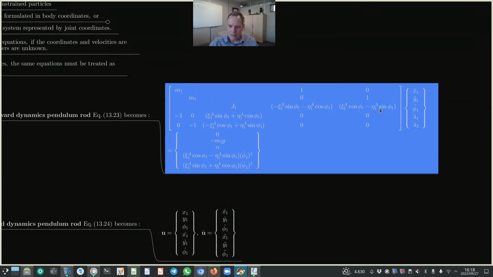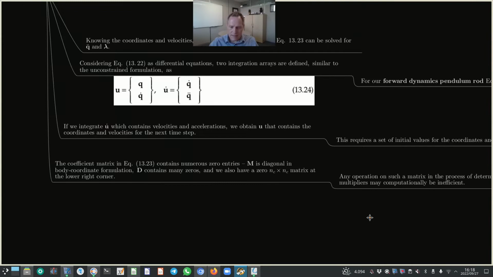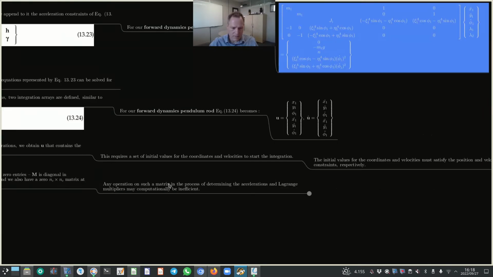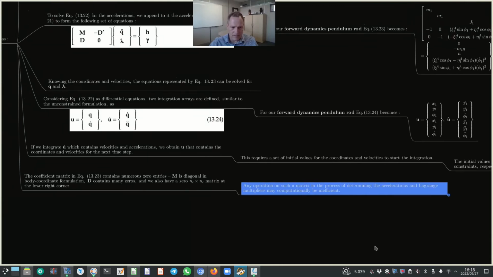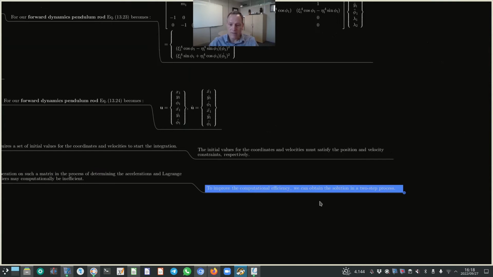Our Jacobian matrix transpose contains zeros. Here there are zeros, and obviously the 2 by 2 zero matrix here at the bottom right corner. Now, any operation on such a matrix in the process of determining the accelerations and Lagrange multipliers may be computationally inefficient. Now to improve the computational efficiency, we can obtain the solution in a two-step process.